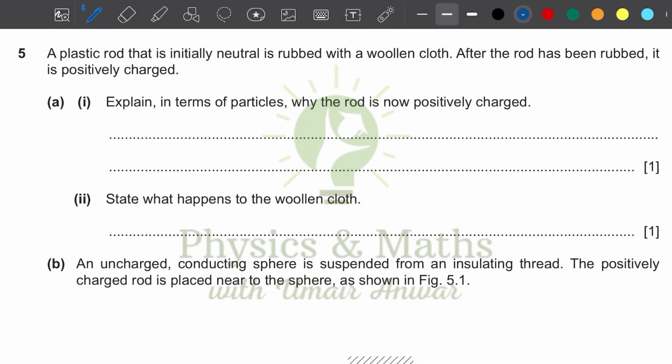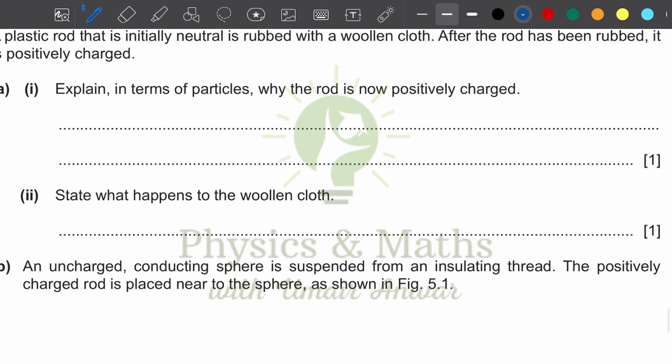Welcome to this tutorial. I'm solving question number 5 of paper 2-1 October-November exam series of 2021. The question is related to electrostatic charges. The question says a plastic rod that is initially neutral is rubbed with a woolen cloth. After the rod has been rubbed, it is positively charged. Explain in terms of particles why the rod is now charged.